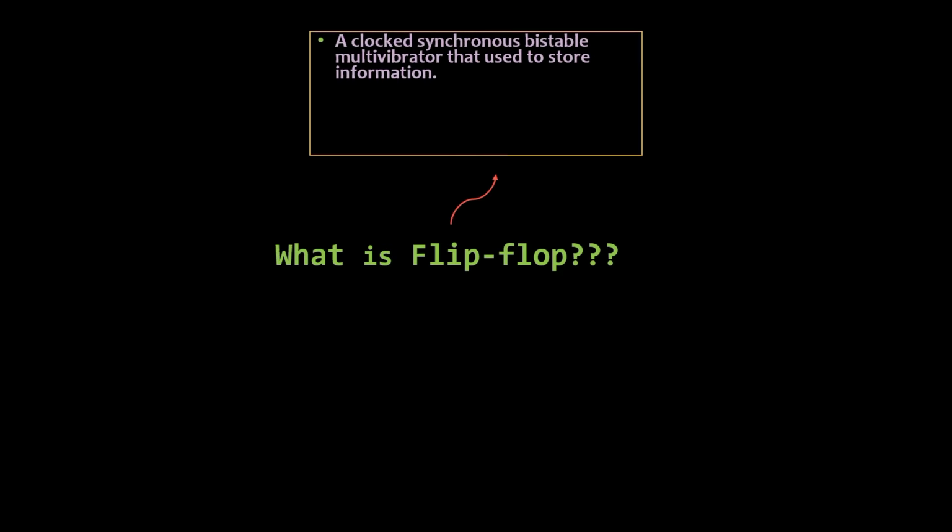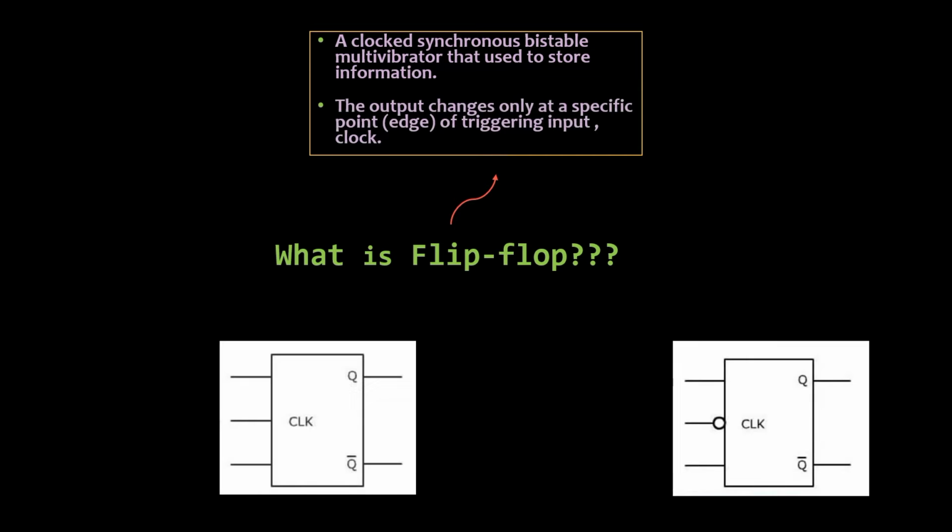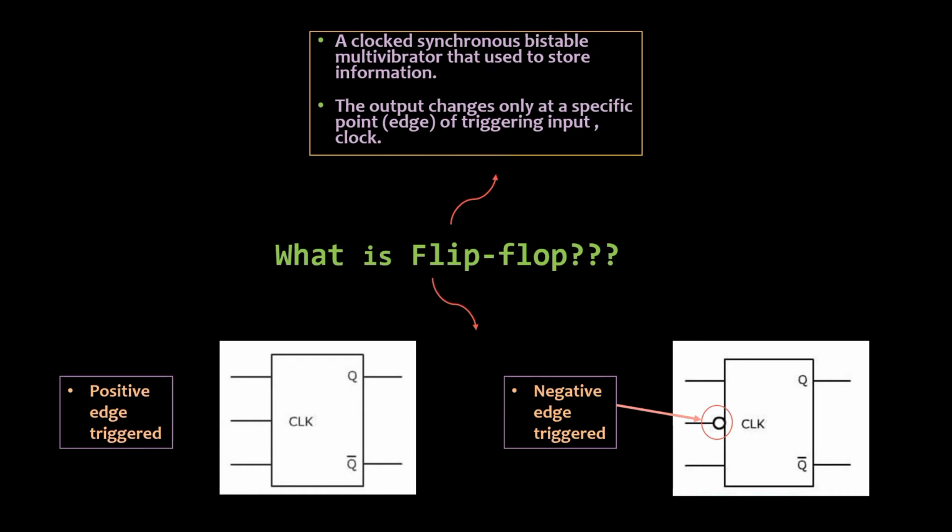Flip-flop is a clocked synchronous bistable multivibrator that is used to store information. The output changes only at a specific point, edge, of triggering input, which is clock. The two types of flip-flops are positive and negative edge triggered. We can differentiate negative and positive edge triggered by looking at the clock. When we look at the clock input, if there is a circle, it indicates negative edge triggered, while to recognize the positive edge triggered, there is no bubble at the clock input.